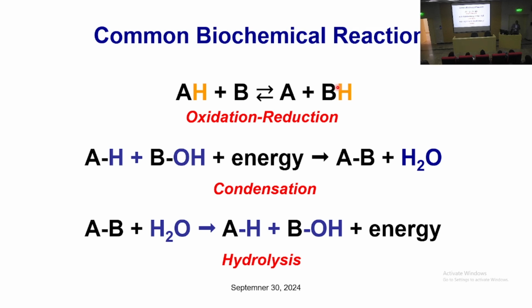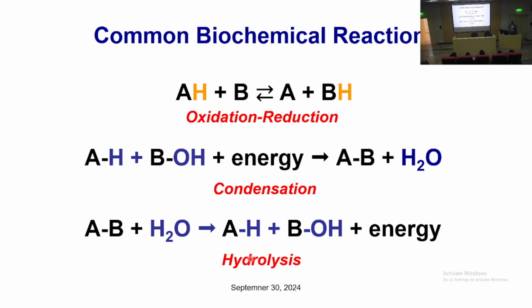The condensation reaction means you have 2 molecules. Molecule A has hydrogen as the functional group. For molecule B, the functional group is the hydroxyl group, O and H. To make these 2 molecules condense, you need energy. And when they condense, you will get molecule AB plus water, because this hydrogen and hydroxyl group give water.